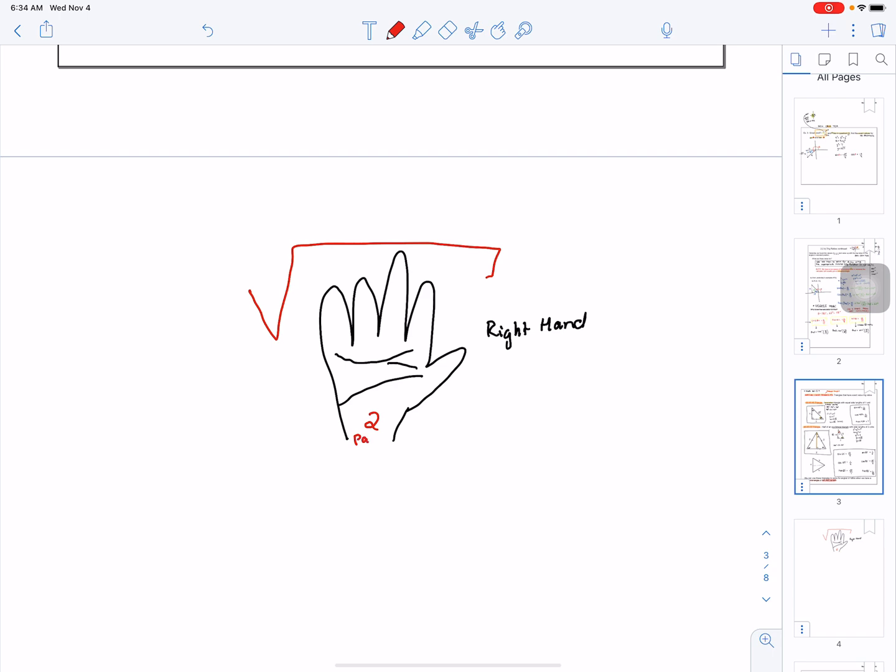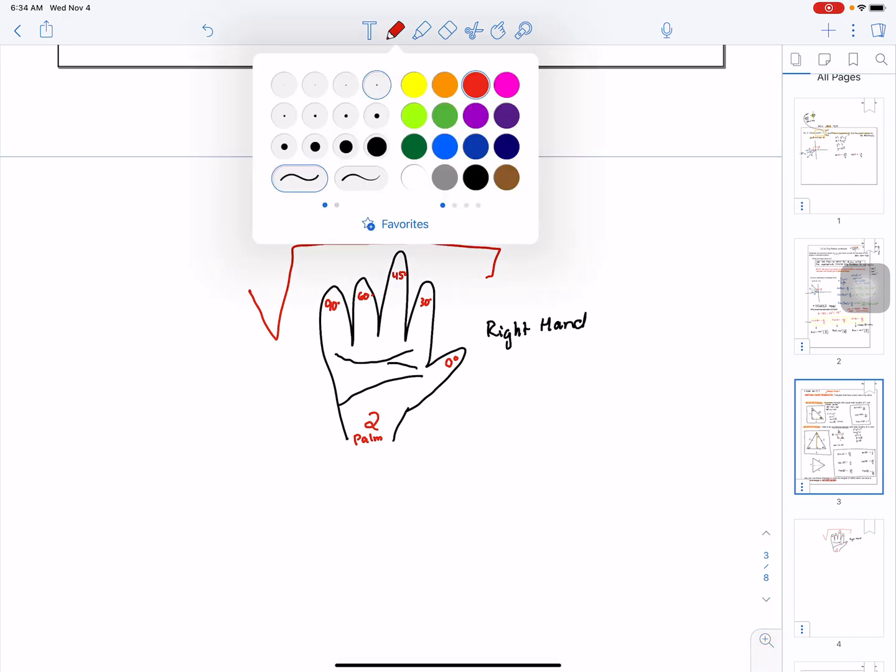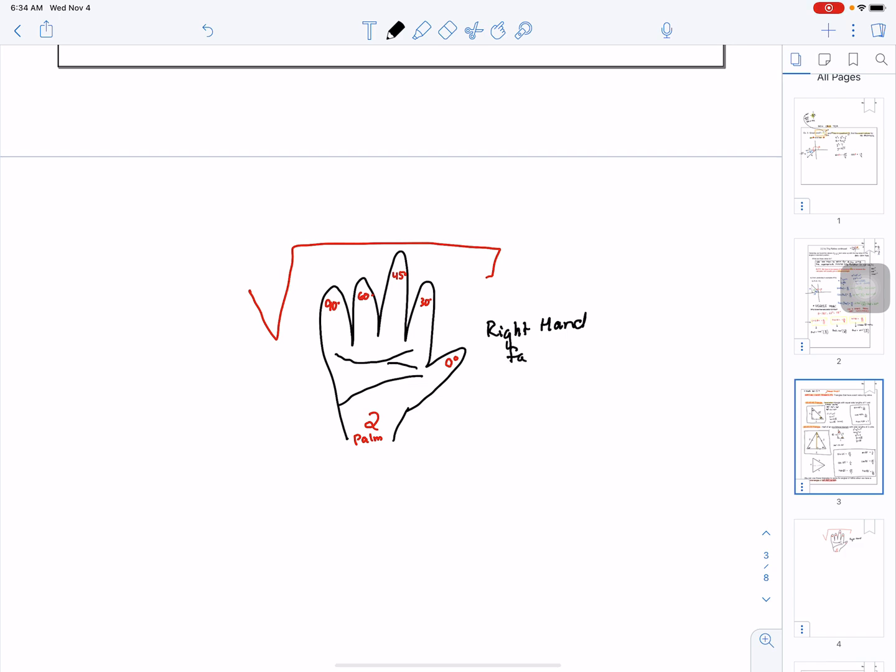So this is the palm of my hand. It kind of looks more like my wrist, but I'm talking about my palm. And then what we do is we start at the thumb and label 0 degrees, 30 degrees, 45 degrees, 60 degrees, and 90 degrees. So that's your right hand facing you, and those are kind of the values you have to remember on your right hand. You have to also remember that on the left is cosine and on the right is sine.